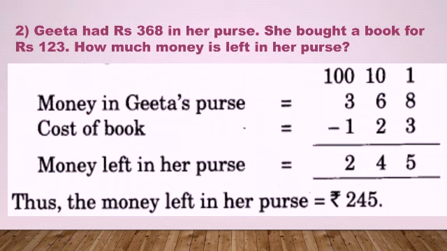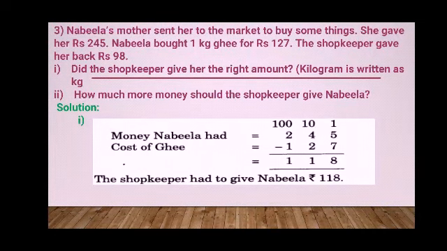Money in Geeta's purse equals 368, and the cost of the book, because she bought a book, equals 123. Now you can subtract. After subtraction, what will be left? That will be the money left in her purse. So the money left in her purse will be 245. Thus the money left in her purse equals rupees 245.